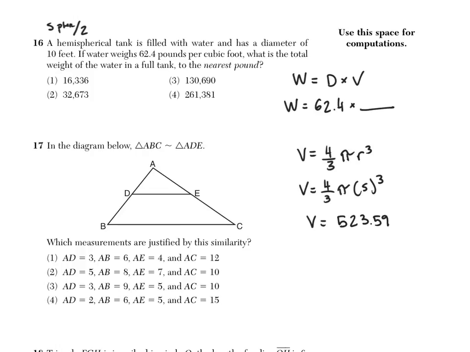Wait! No! I made a mistake. Did anyone catch that? I forgot to divide that by 2. See how easily that could happen? It's a hemisphere. So we take that number, we divide it by 2, and that is the number that we want to put in for our volume.